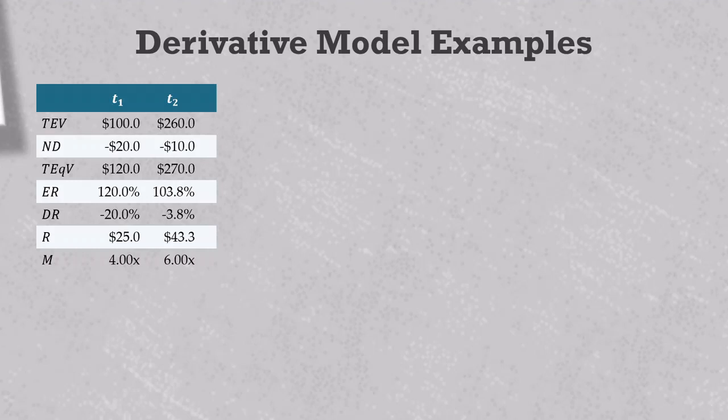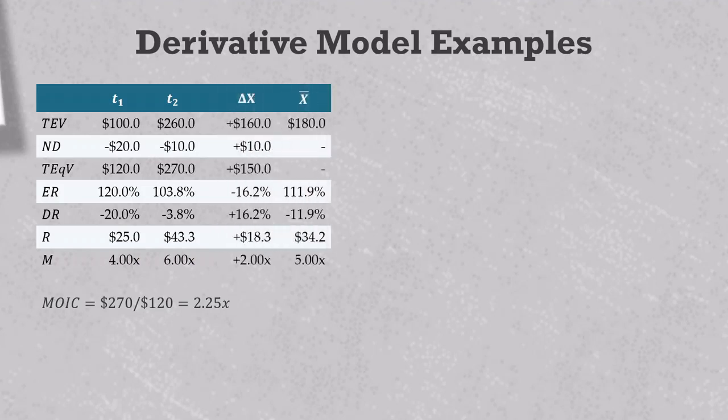Here the company grows enterprise valuation from 100 to 260 while burning through half of its $20 million of initial cash, generating $150 million of total equity value and a gross multiple of 2.25x. Here are the deltas and averages.